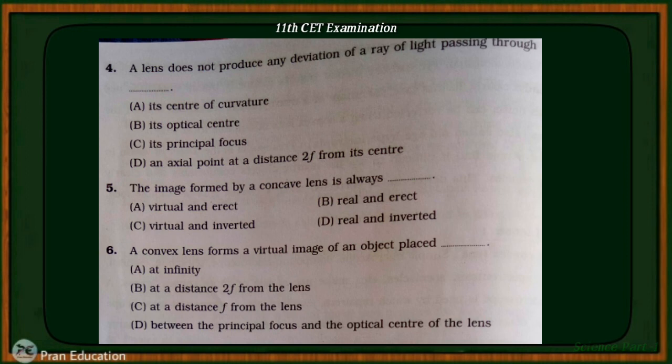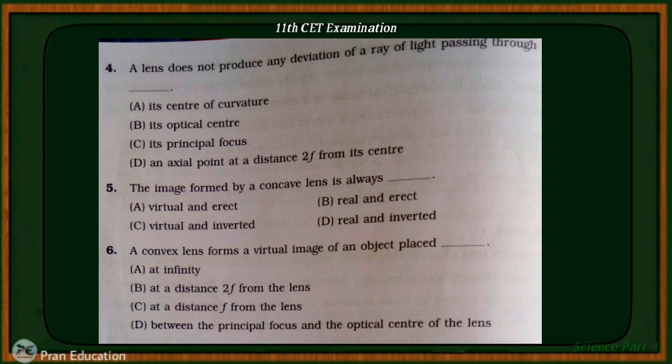Fourth, a lens does not produce any deviation of a ray of light passing through dash. Options: A its center of curvature, B its optical center, C its principal focus, and D an axial point at distance 2f from its center. The correct option is option B, its optical center.